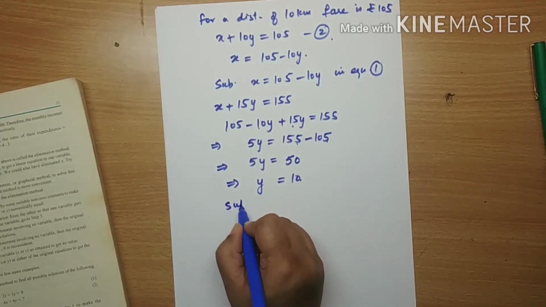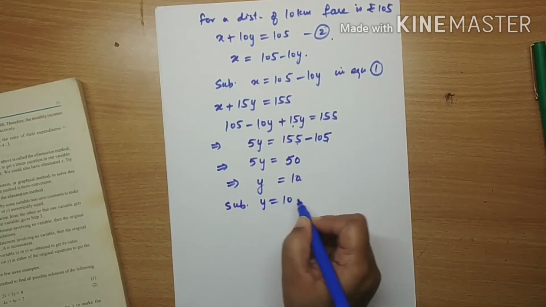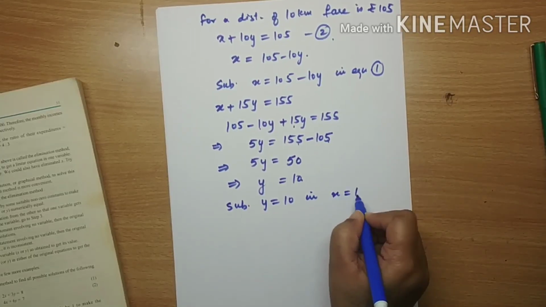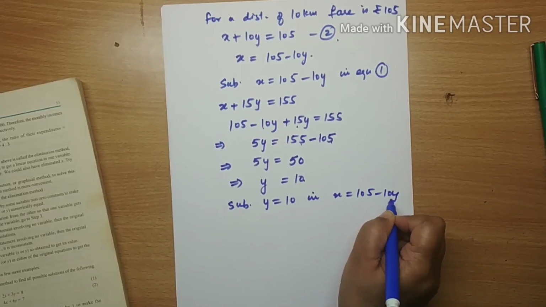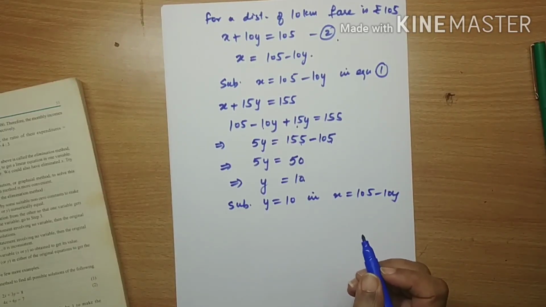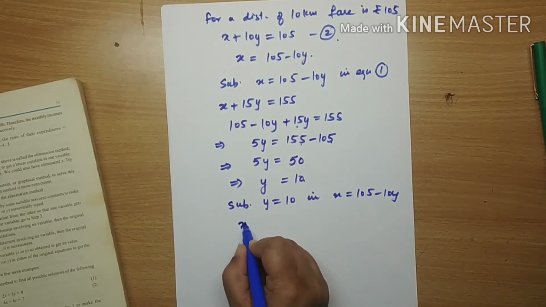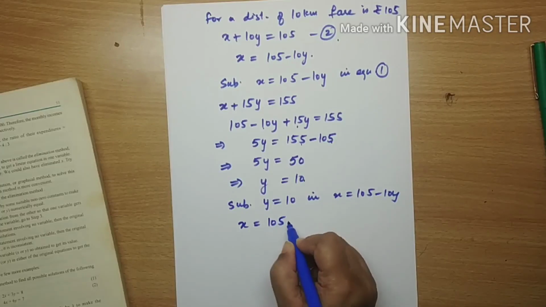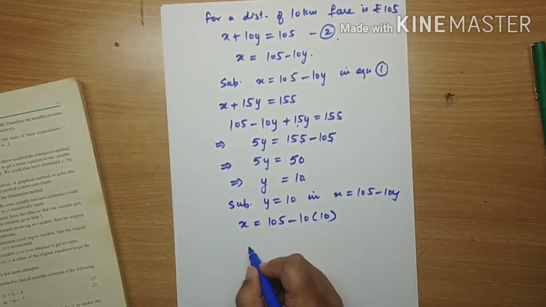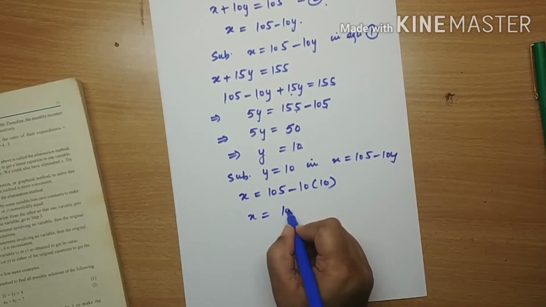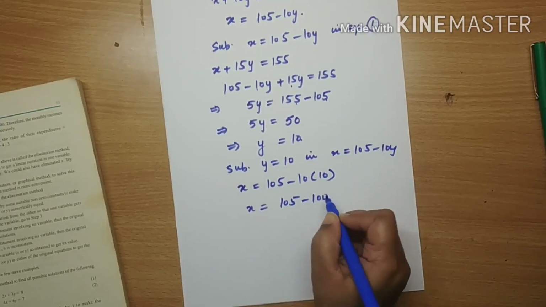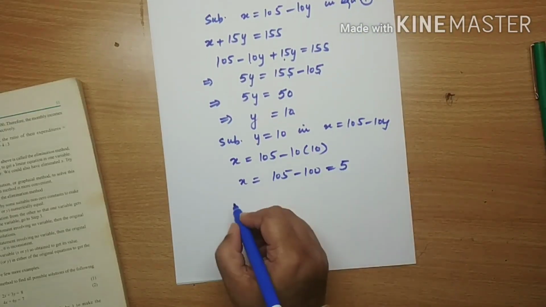Now substituting Y equal to 10 in X is equal to 105 minus 10Y. We want to find out the value of X. So we'll substitute Y equal to 10 here. So X is equal to 105 minus 10 into 10. So X is 105 minus 100. So I got X as 5.